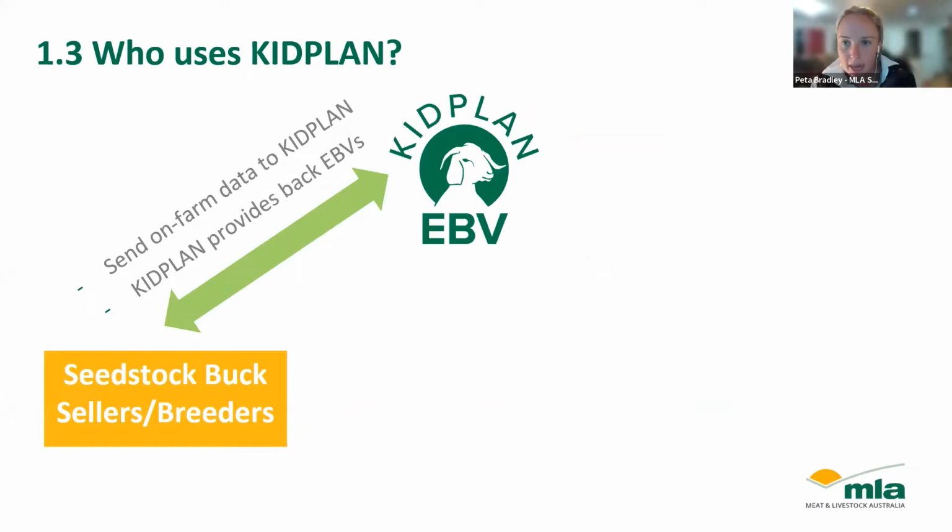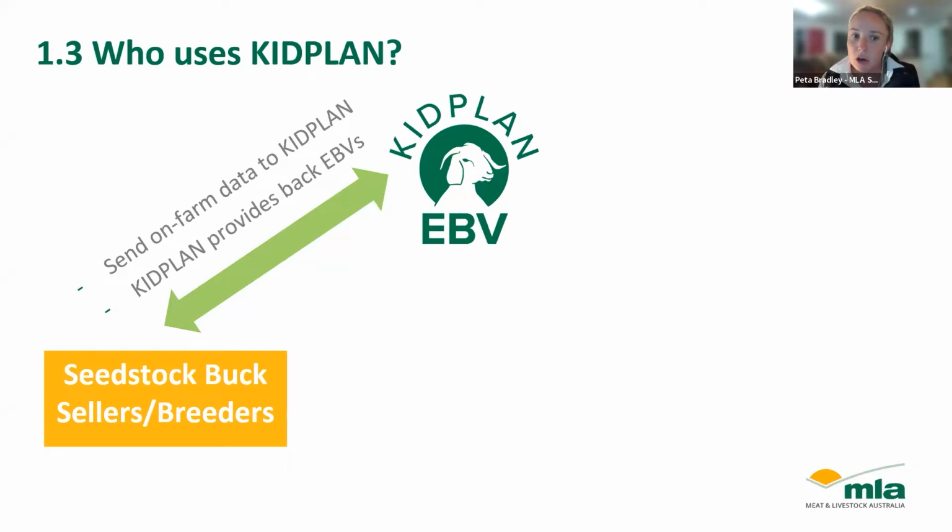We've got KidPlan EBVs that we can use for selection, but do you have to be a member of KidPlan to use them? How does that part work? That's what I'm going to try and talk through now. There are two different categories of users of KidPlan or EBVs. That's the seedstock breeders, or buck breeders, the people that breed bucks and sell those. We'll hear from Colin Ramsey later on this evening, and he definitely falls into that category.